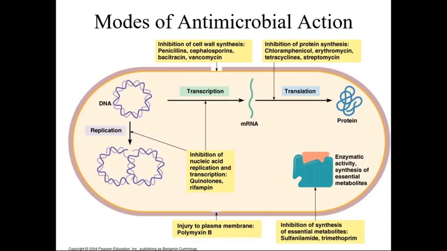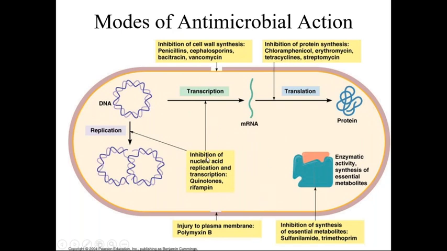So the modes of antibacterial action are: it can prevent transcription, that is the transcription of DNA to mRNA. They can also inhibit the cell wall synthesis. Examples are penicillin, cephalosporin, bacitracin, and vancomycin. Antibiotics can also inhibit protein synthesis. That means the translation of mRNA into protein. These include chloramphenicol, erythromycin, tetracycline, and streptomycin.